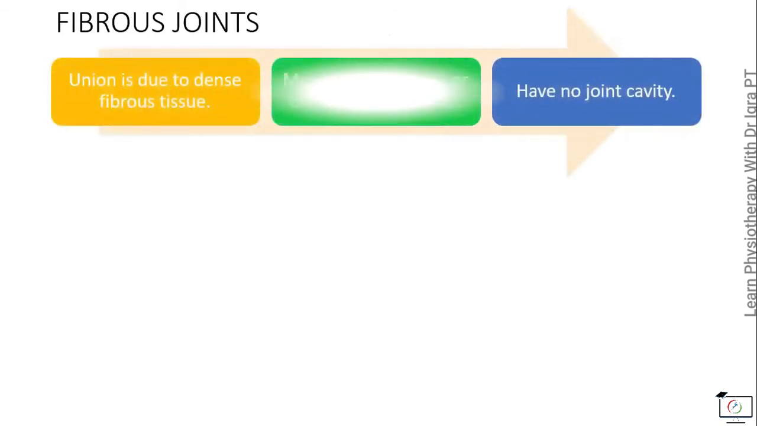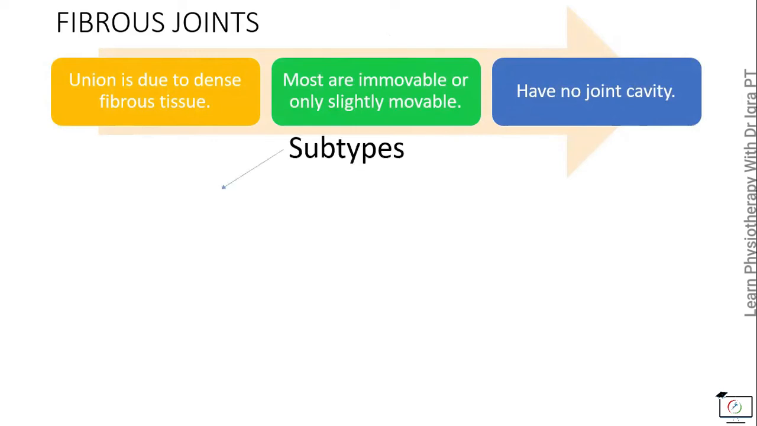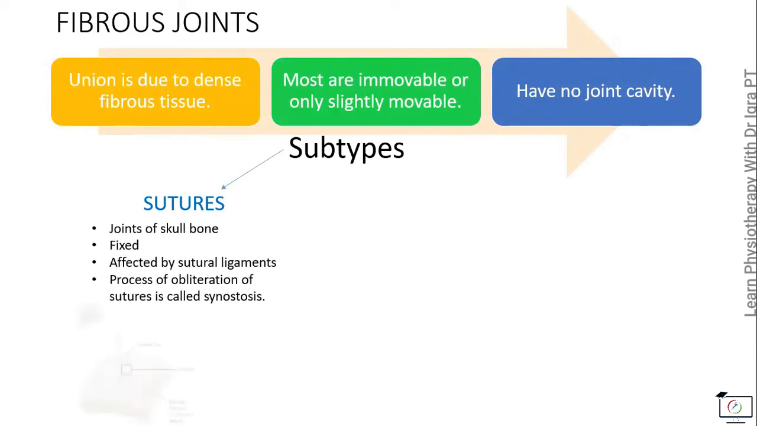The first, the fibrous joint, is joined by dense fibrous tissue. They are mostly immobile to slightly movable joints and have no joint cavity. They have three further subtypes. The suture joint: these are the joints of the skull. They are fixed by the sutural ligaments, and the process of obliteration or fusion of a suture is called synostosis. The joints of the skull are the sutural joints.